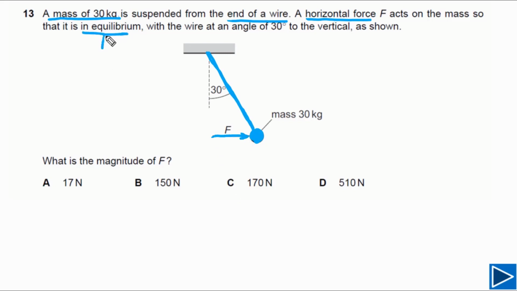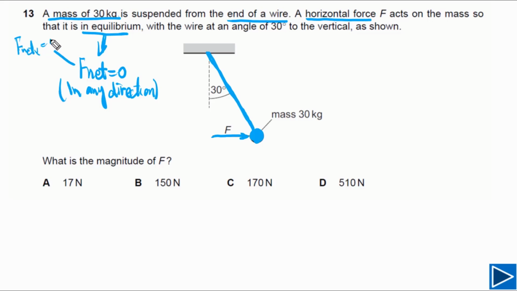It is also given that this is in equilibrium. Equilibrium simply means that the resultant force acting on this mass is equal to 0, resultant force in any direction. It means the forces acting along the horizontal have to be equal to 0, and the forces acting along the vertical also have to be equal to 0. So it simply means that F net in the x direction has to be equal to 0 and F net along the vertical also has to be equal to 0. We are not talking about z, but if there is z, it also has to be equal to 0. So simply along x and along y, the resultant force has to be 0.